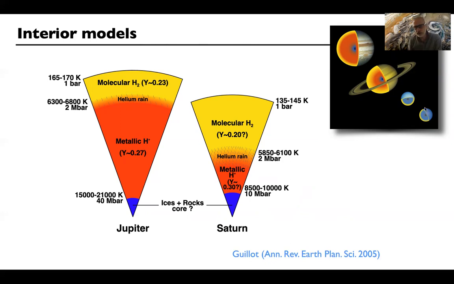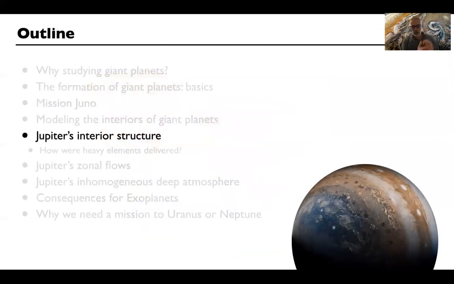And for Uranus and Neptune, we have something relatively similar, but they have less mass, so there's no metallic part, and we switch directly from a molecular hydrogen envelope to a core that's made of ionic ice, water, and compressed high-temperature ices. Okay, so that's the principle of modeling the interiors of giant planets. Now let's look at Jupiter's interior structure based on the Juno measurements.